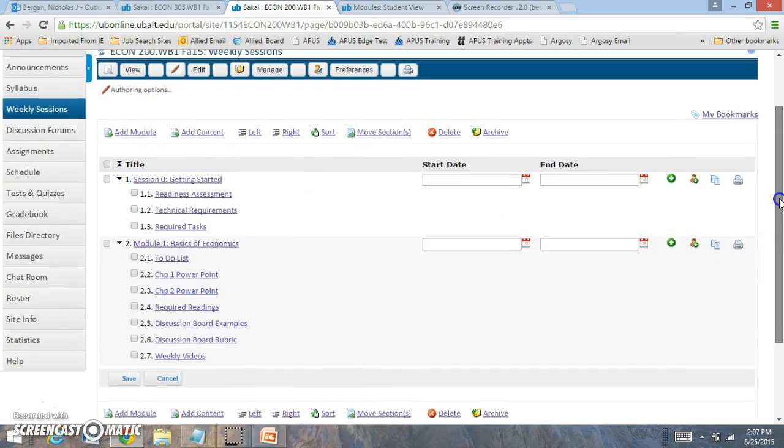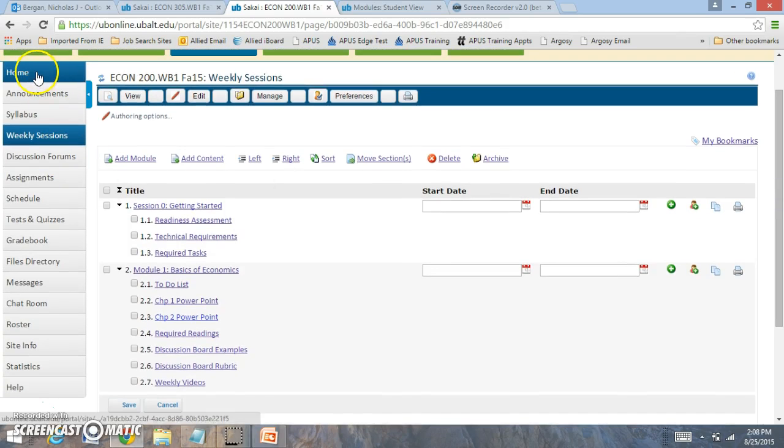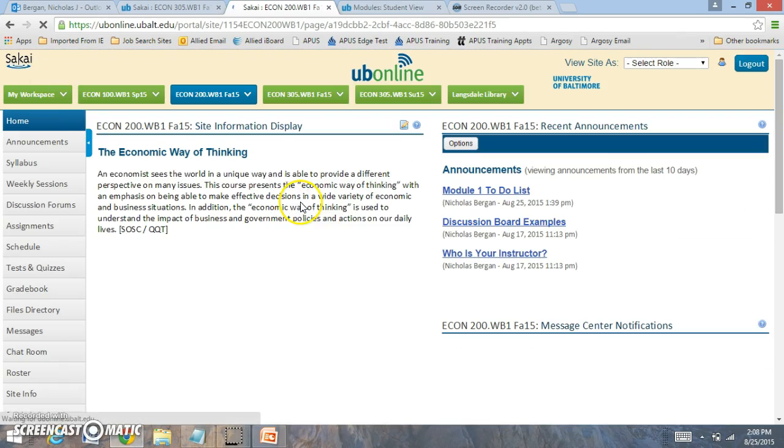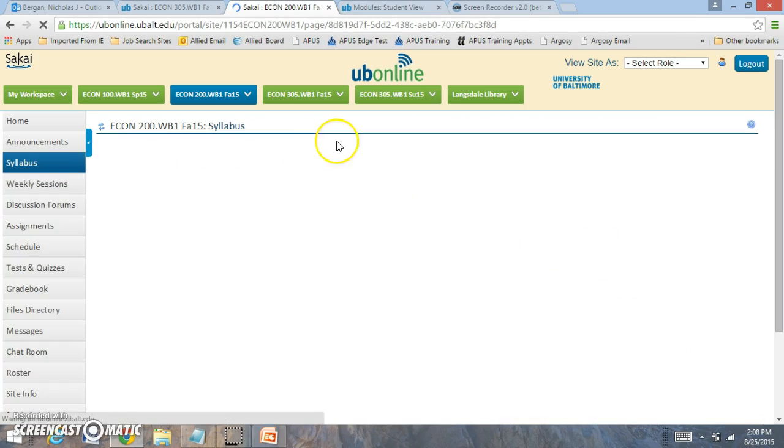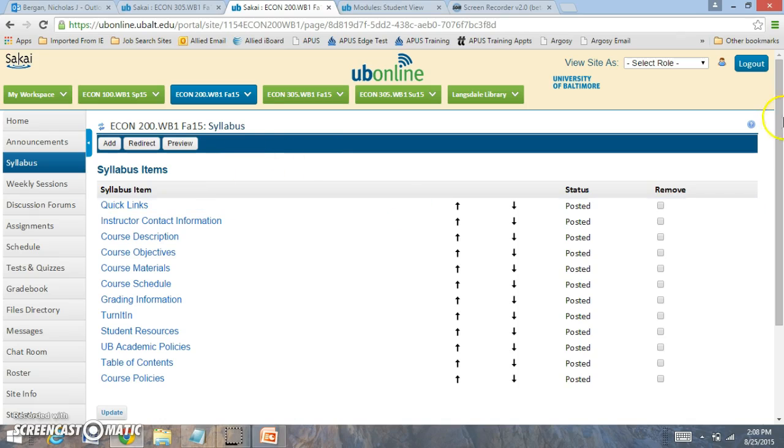So right now you're going to see all these tabs right here. Home: if you click on Home, it'll take you to the home page for the course. You'll notice if you have any messages right here, how many new discussion boards you've not read, and my announcements. If you click right here, this is the syllabus. The syllabus will list a lot of policies. These are very important to look at.